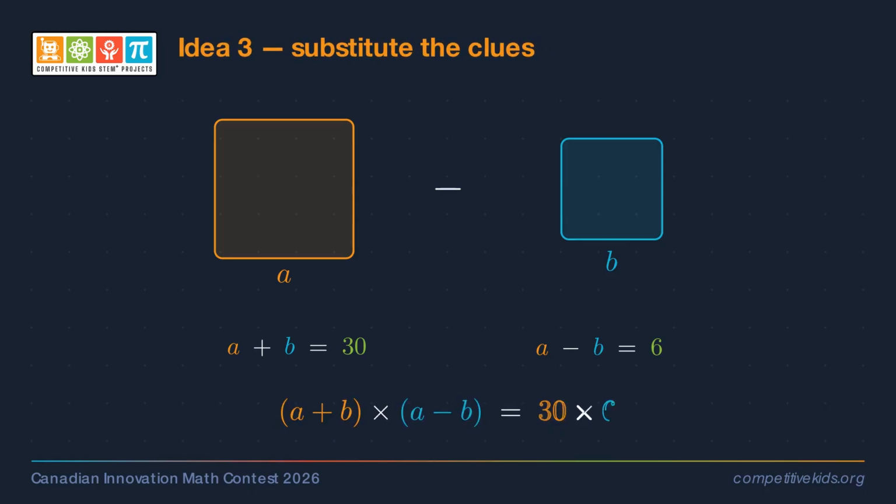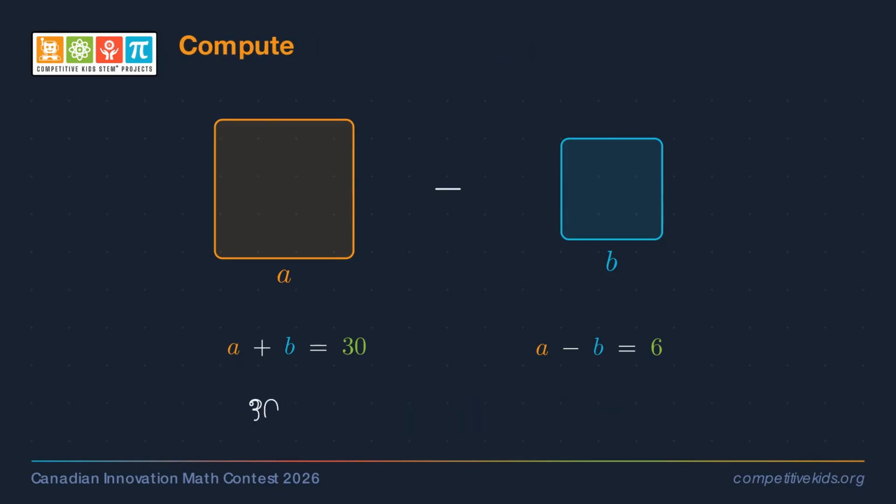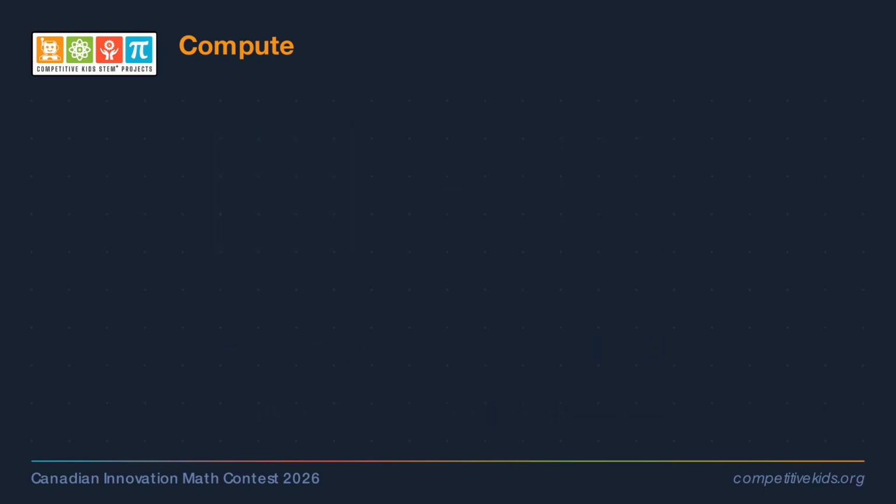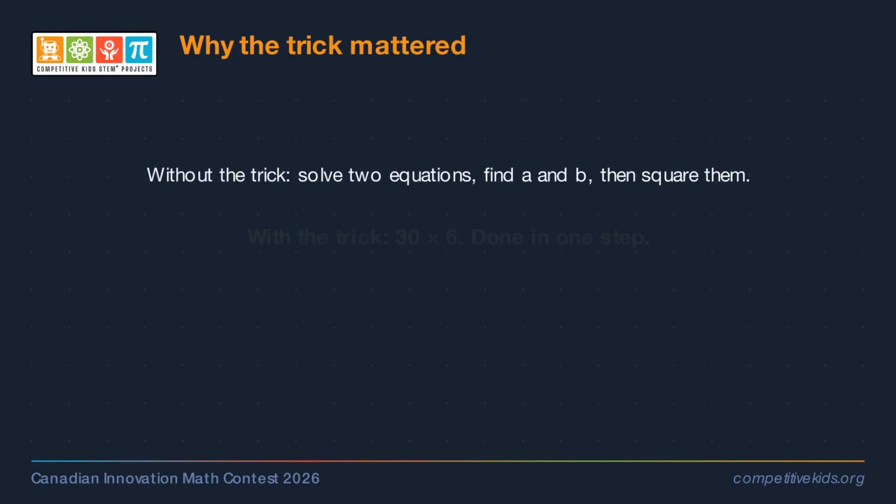Substitute the clues. A plus B is 30, A minus B is 6, so the answer is 30 times 6. 30 times 6 is 180. The bigger quilt uses 180 more patches than the smaller one. Done.